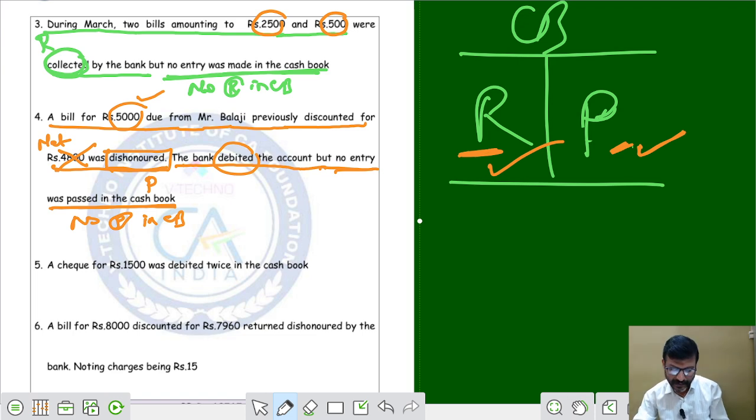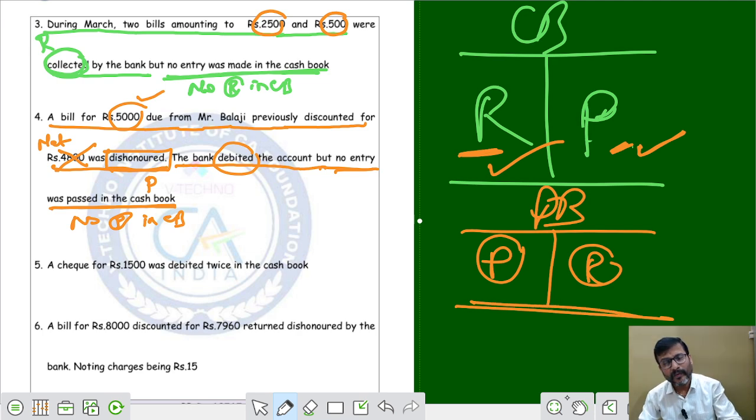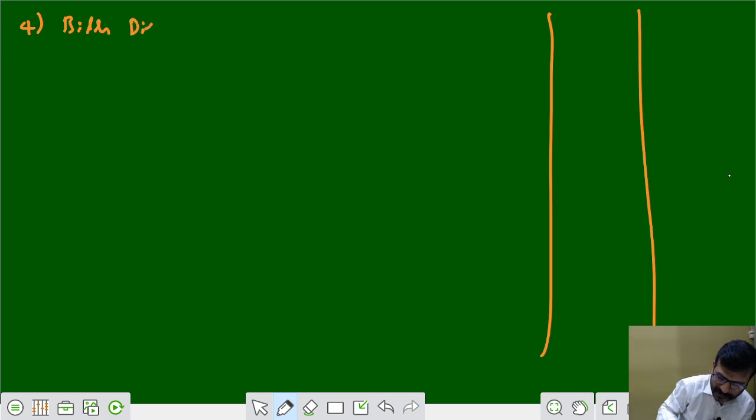This is one angle. Another angle: the banker debited. The banker means passbook. Passbook, debit side payment, credit side receipt. The banker is already debited, so we have to take it on the credit side. In both the angles, it's right. So now bills dishonored. What is the point number? 4, right? Bills dishonored, not recorded. I told you in both the angles you can do the solution.